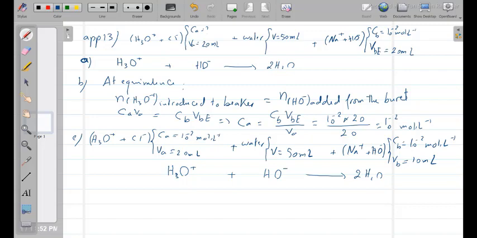We added a number of mole of H3O+ equal to CaVa, and we added a number of mole of HO- equal to CbVb. At equivalence, number of mole of H3O+ equals number of mole of HO-. Before the equivalence, since Vb is less than Vbe, the number of mole of HO- added is less than the number of mole of H3O+ introduced.